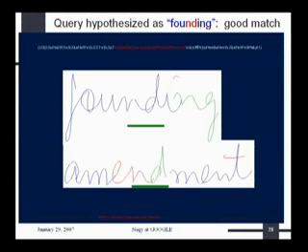On the other hand, if we hypothesize it as founding, which is actually the case, then we would expect that there would be a match in the middle and a match here, and there is actually a match. So this contributes evidence. Now, this is only one of the 1,000 reference words, but each contributes a little bit.